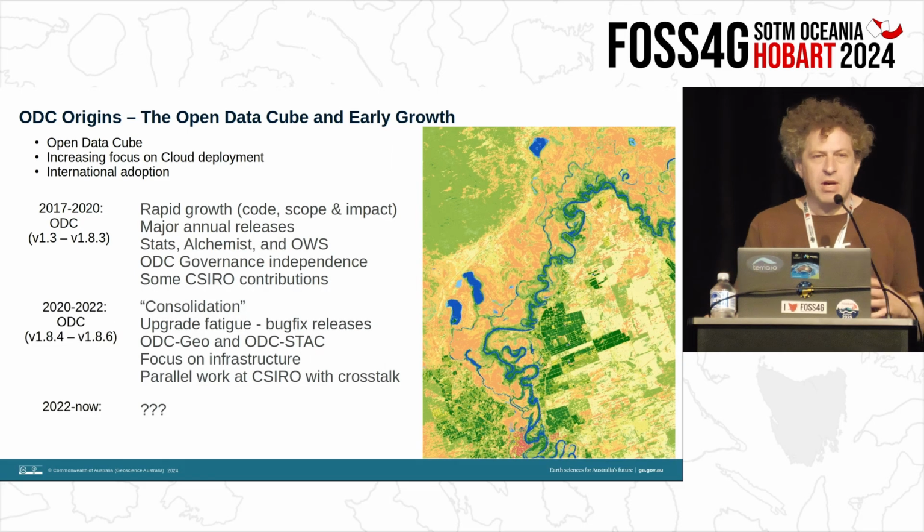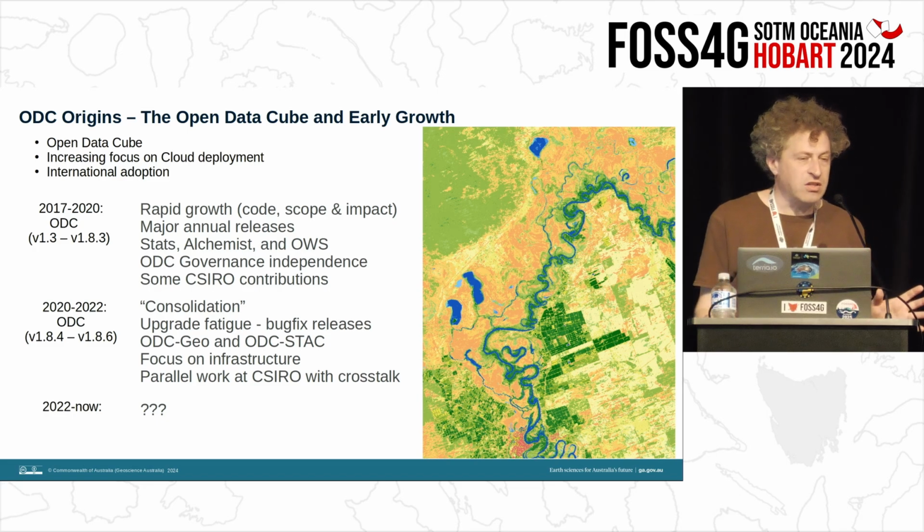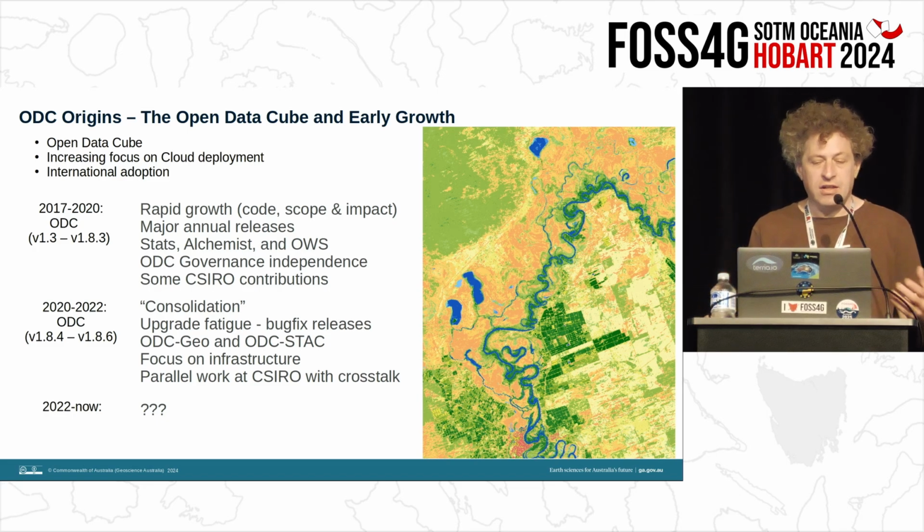But by 2020, budgets were shrinking and migration fatigue from annual backwards incompatible upgrades had set in. The focus at both GA and CSIRO shifted from core platform development to secondary ODC applications and cloud infrastructure. CSIRO and GA were nominally working independently this time, but engineers from both organisations were talking to each other regularly, and code and ideas were shared freely.